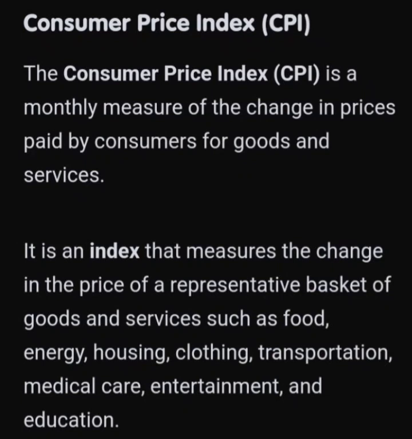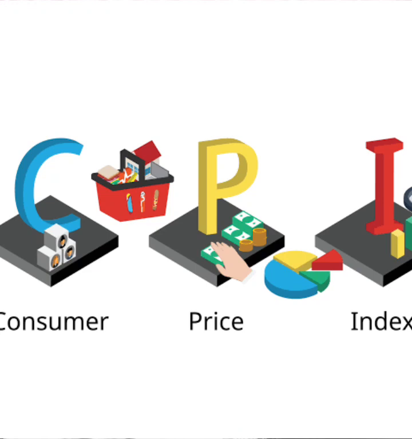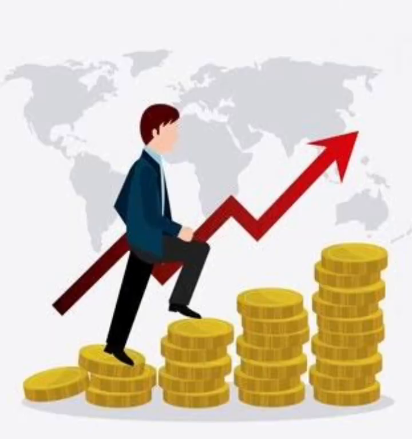The Consumer Price Index is a monthly measure of change in prices paid by consumers for goods and services. It is an index that measures the change in price of a representative basket of goods and services such as food, energy, housing, clothing, transportation, medical care, entertainment, and education. Consumer Price Index, CPI. You will see traders comparing forecast and actual of CPI. An increase in CPI is good for the economy, a decrease is bad for the economy.